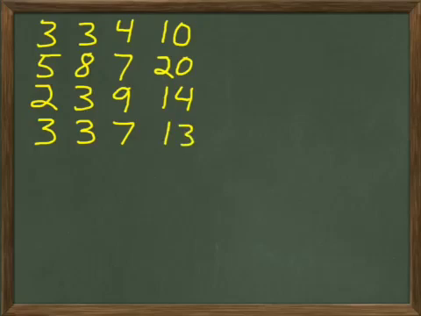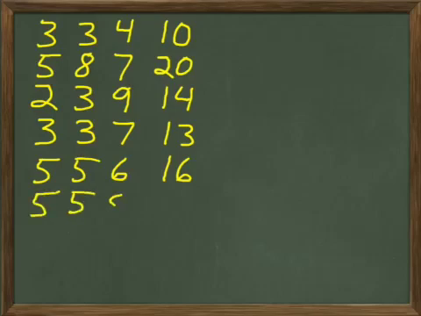Alright. Let's do 5 and 5 and 6. How many are 5 and 5? That's 10, right? Well, 10 and 6 are 16. Alright, let's do 5 and 5 and 8. Well, 5 and 5 are 10. They're still 10. And 10 and 8 are 18.